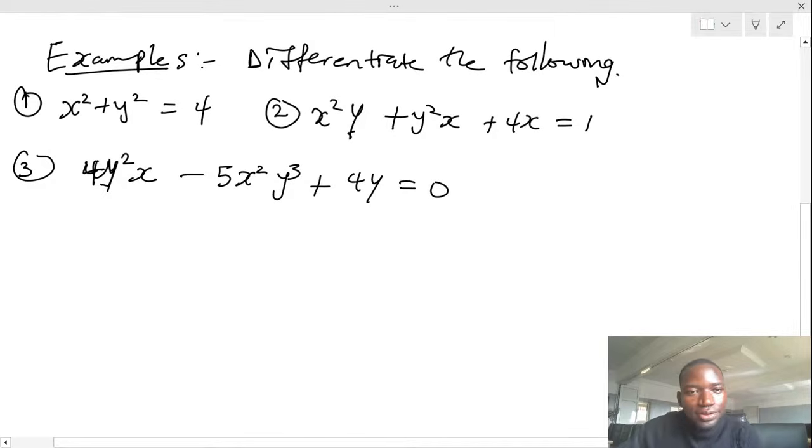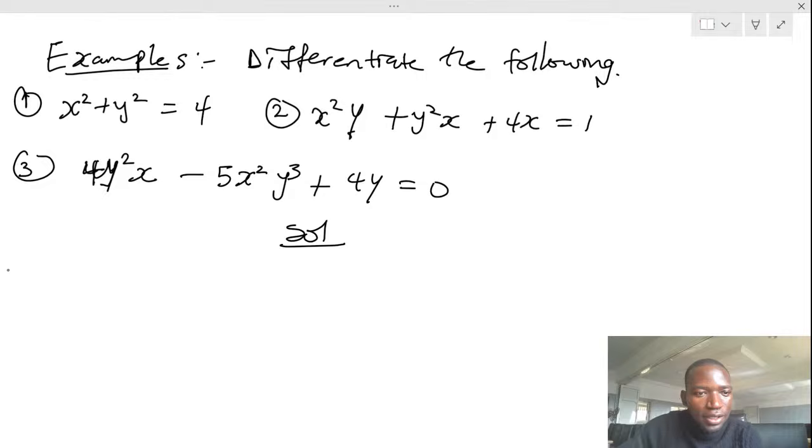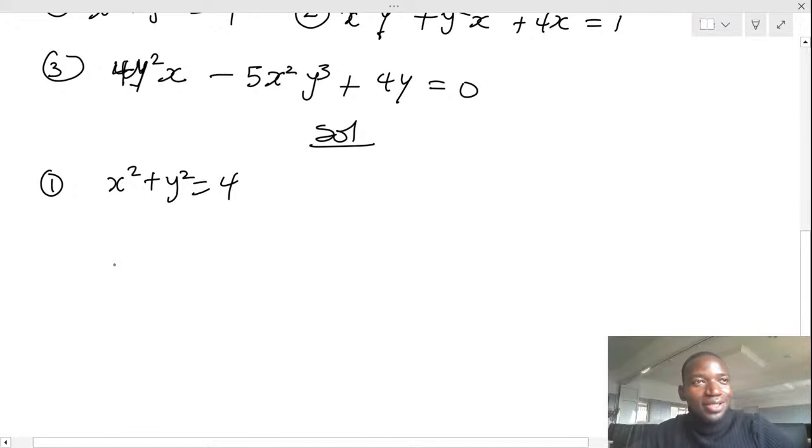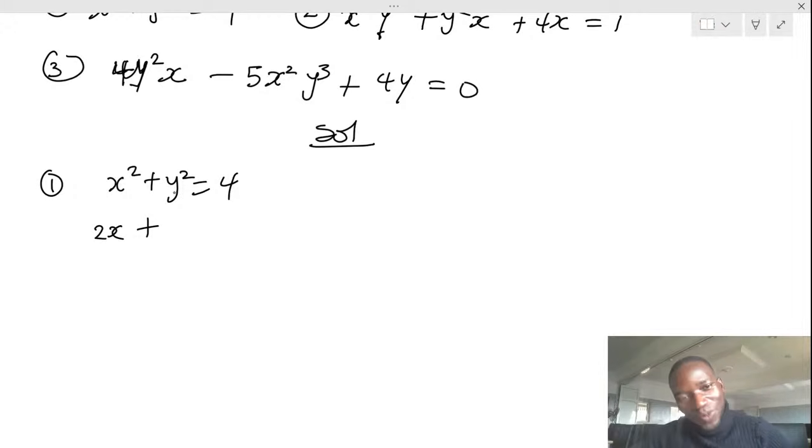Awesome. Now let's go. Solution. Now let's look at the first one. We have x squared plus y squared equal to 4. So you have the basic understanding of differentiation, and you're going to make use of that same basic understanding. Differentiate x squared, that will give us 2x, plus differentiate y squared, that will give us 2y. But whenever you differentiate a y function, just include the dy by dx at the back. Include the dy by dx. Then if you differentiate 4 now, you are going to have 0.